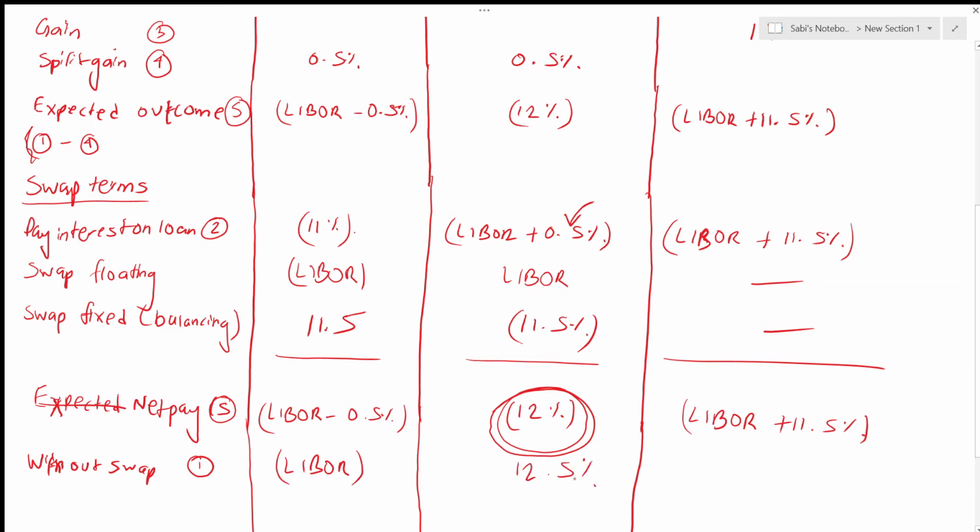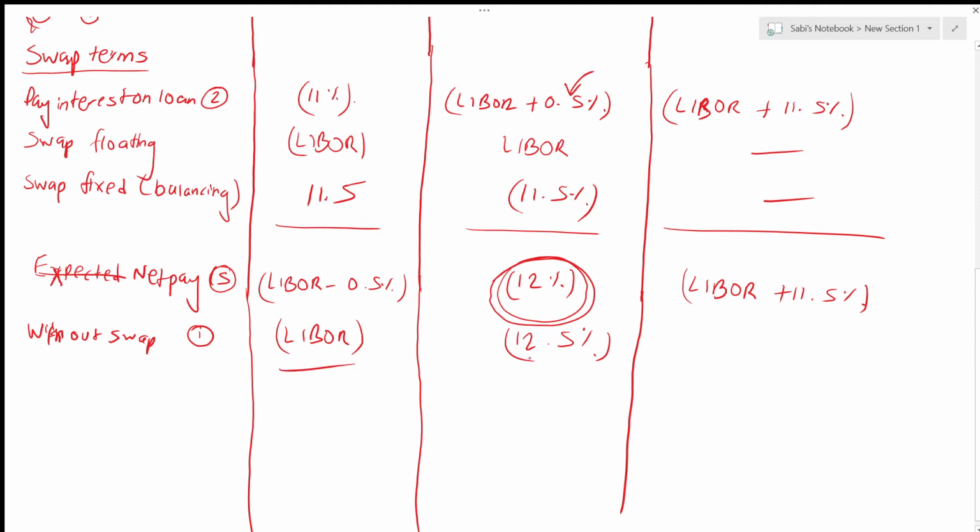So now when you want to take the difference, that difference will be the gain. That difference will be your gain, and your gain has to be the same. You have to get 0.5% gain. LIBOR gets cancelled, you only have 0.5%. Right?